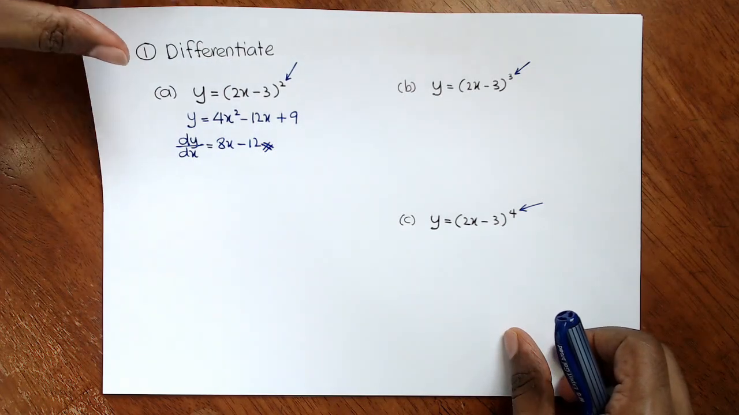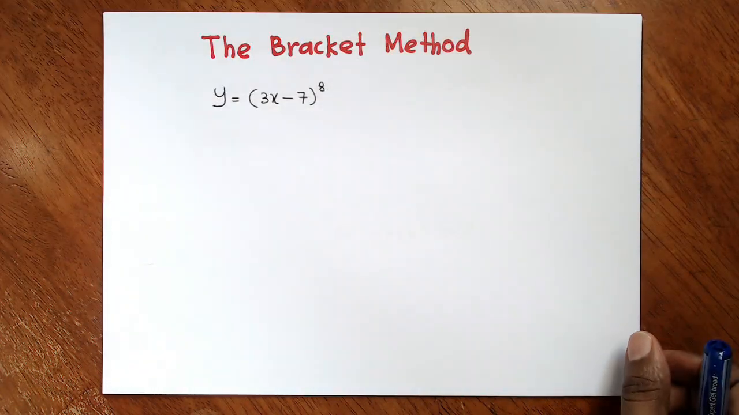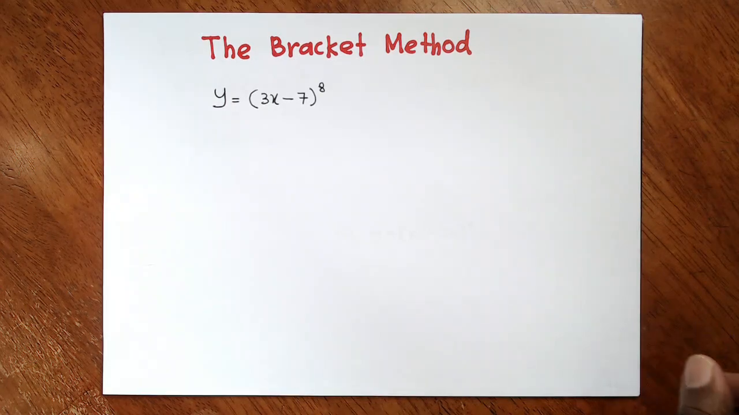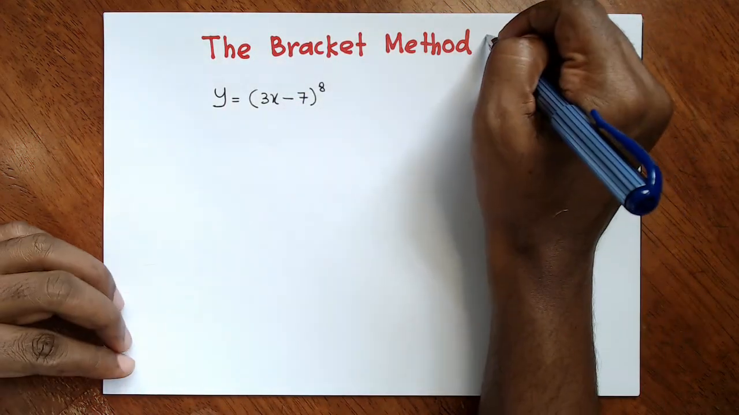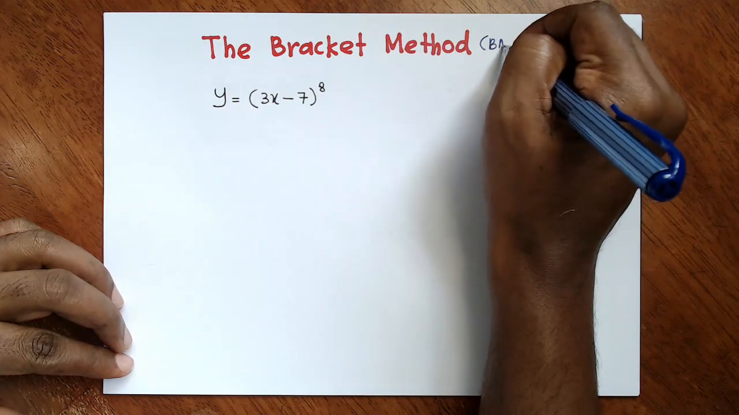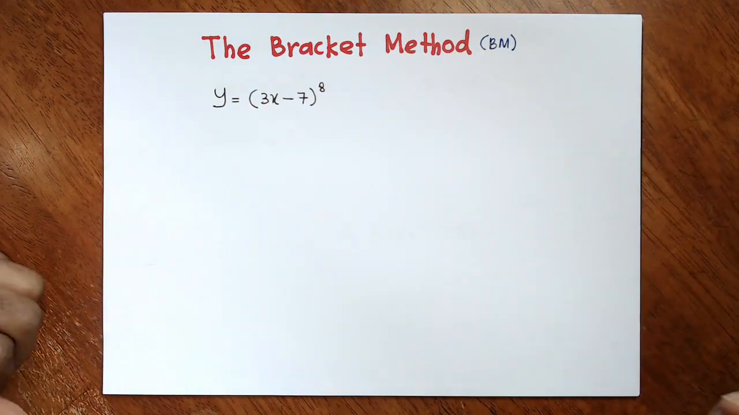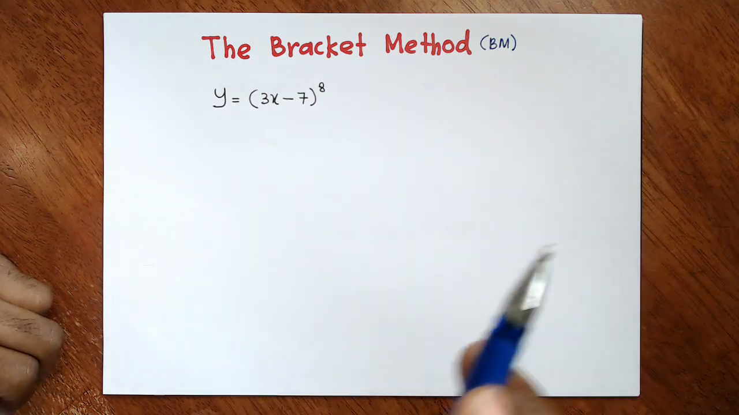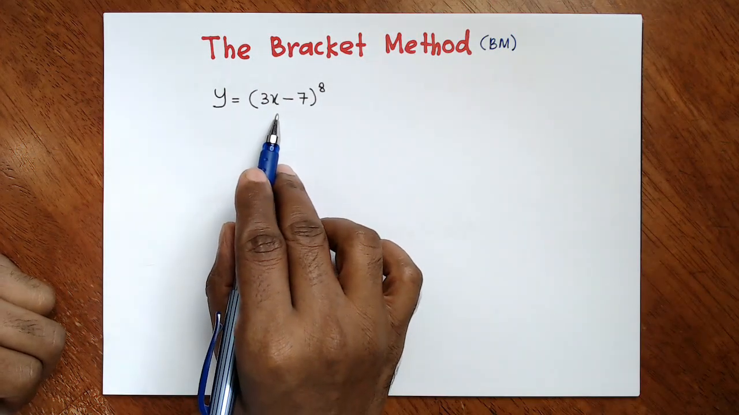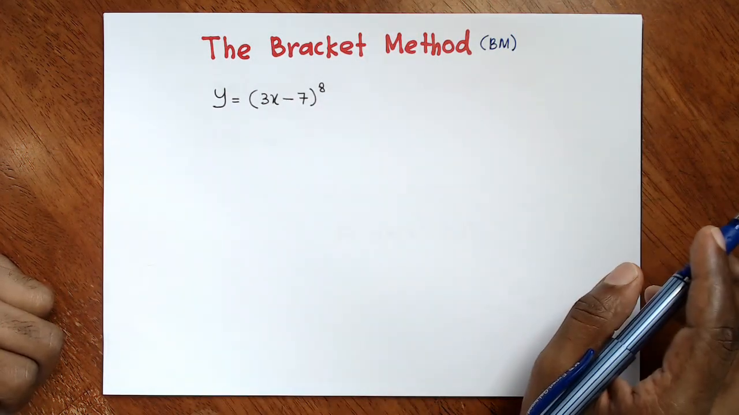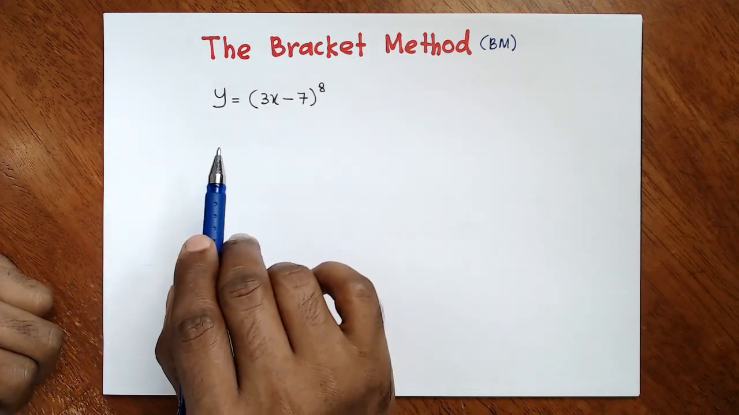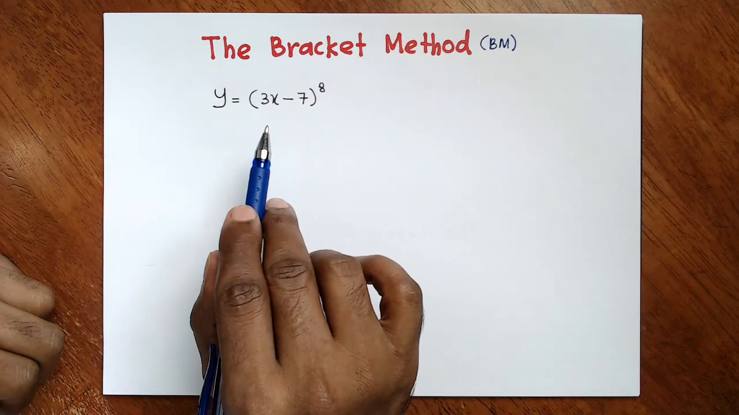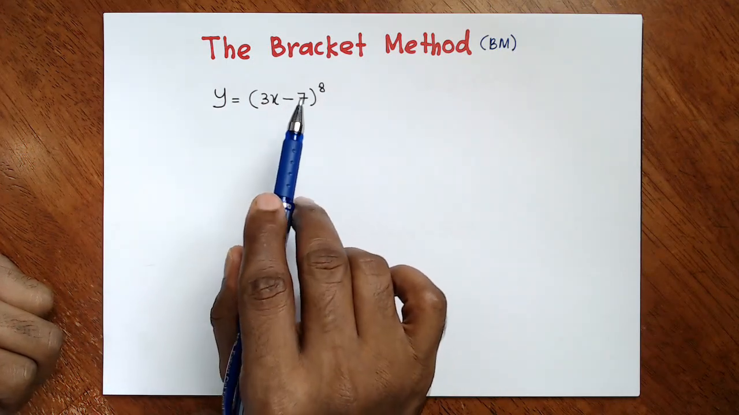Right, the bracket method is called the bracket method, or in my notes I usually call it BM, bracket method. It's called the bracket method because we differentiate an equation without expanding, without opening up the bracket. So for example, here we have y equals to (3x minus 7) to the power of 8. Definitely we cannot expand this, so we have to use the bracket method. So how do we use the bracket method?